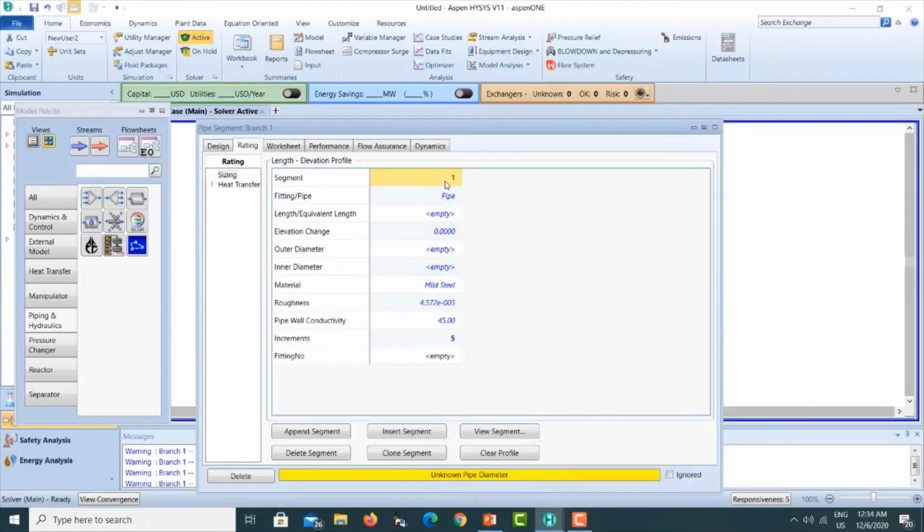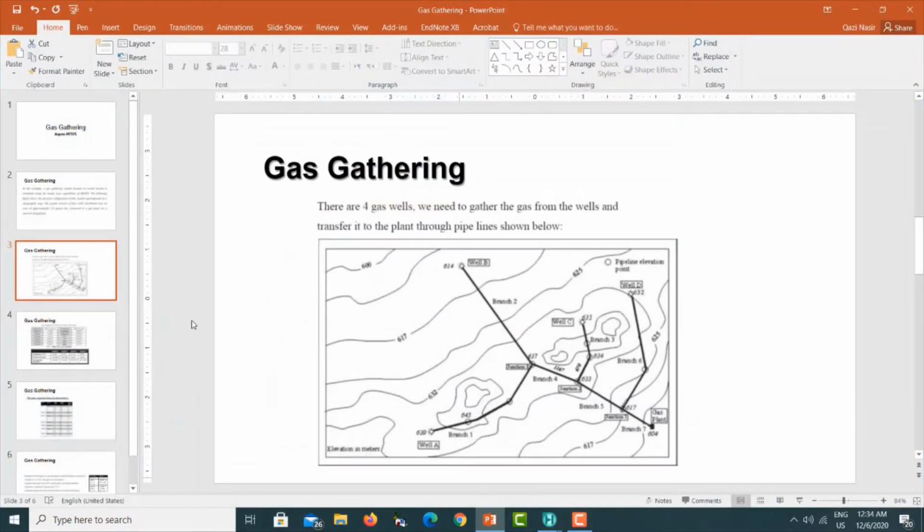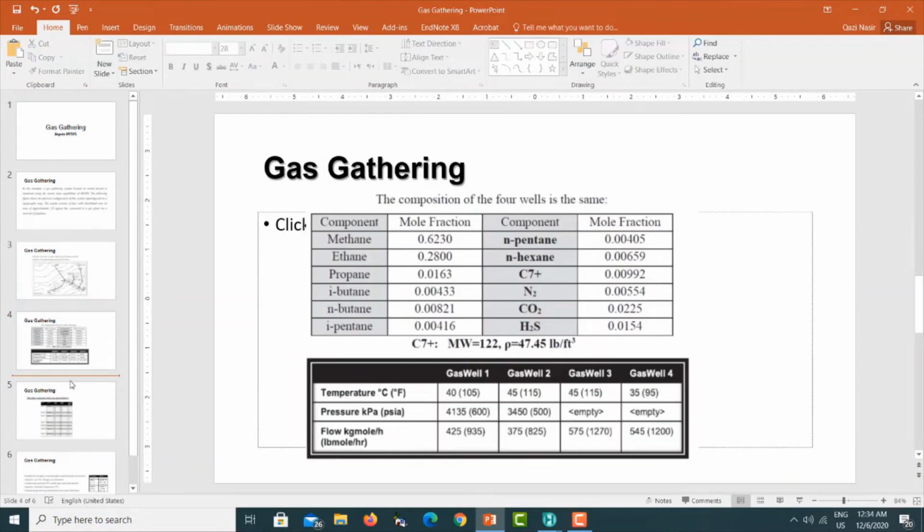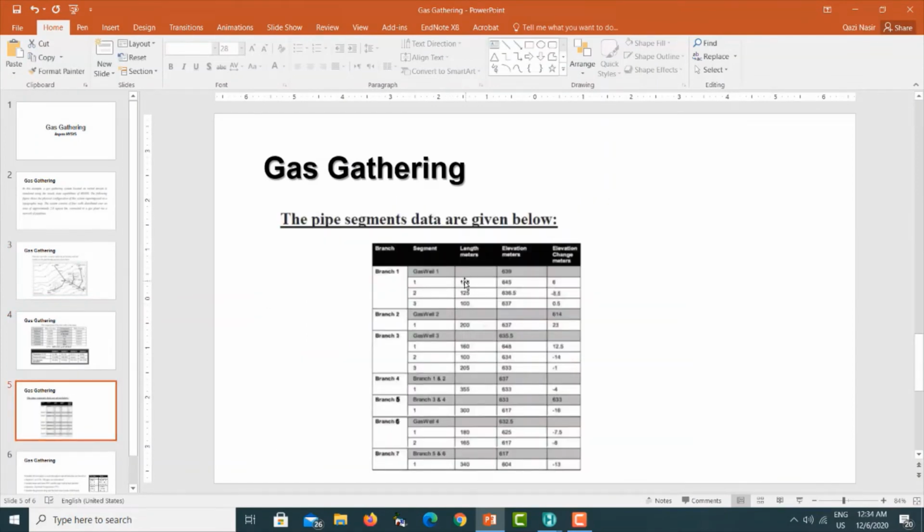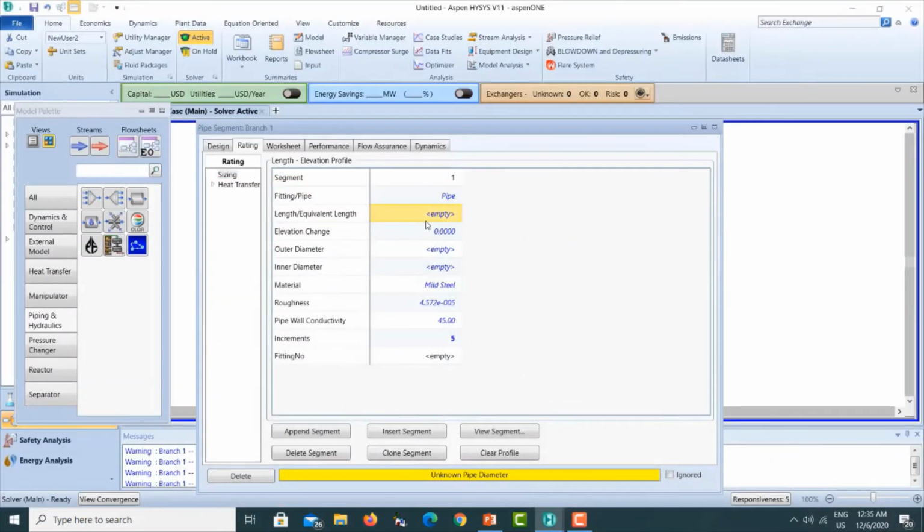You can call this one segment number 1. For segment number 1, the length is given to us. If you go to your slides, we are given the length here, along with the elevation for segment 1, and the information for segment number 2. So let's first fill in the segment number 1 information. The length is 150 meters. Similarly, the elevation change is 6 meters.